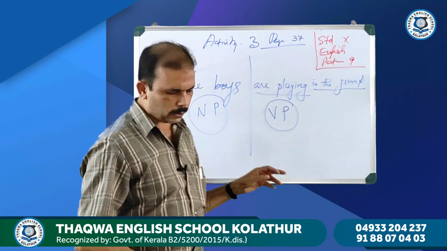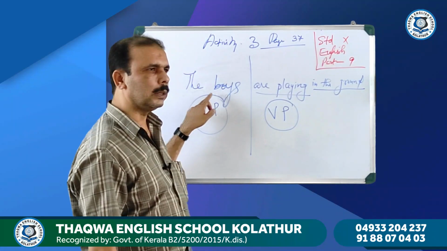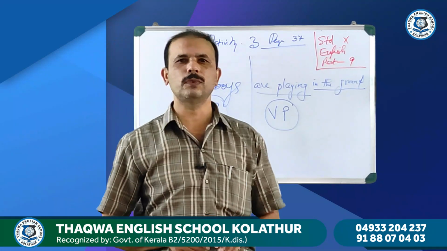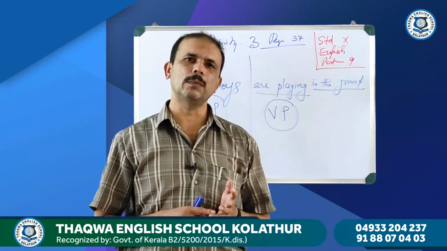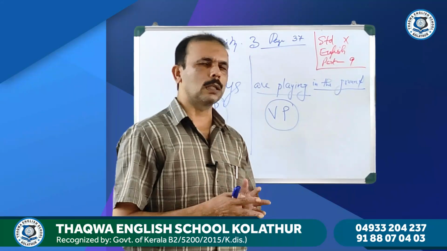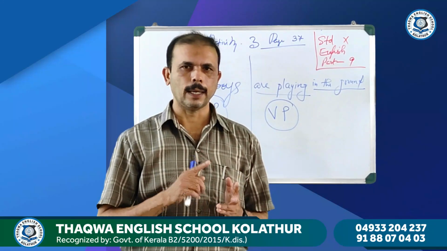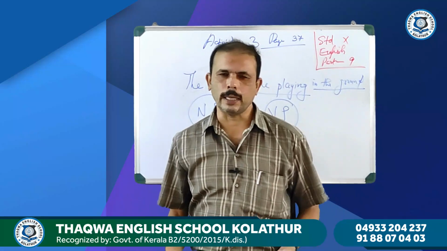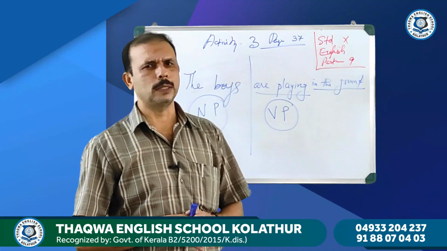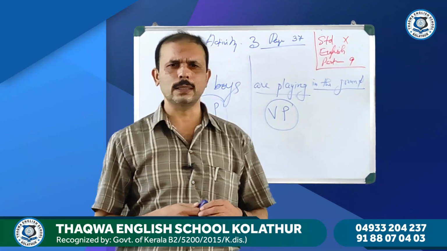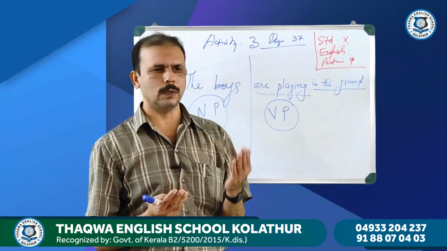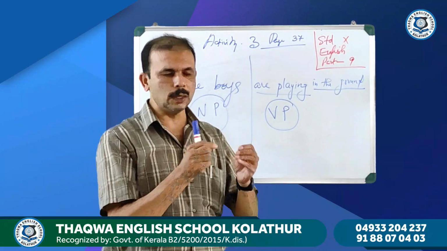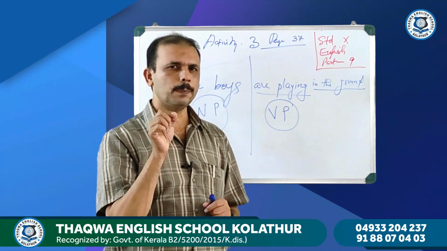So the first one, the boys. The is called an article. The name of the is article. There are three articles. What are they? A, an and the. The is a definite article. A and an are indefinite articles. You will study it later, even though I will tell you the difference between definite and indefinite article. Definite article means the book. The book means a particular book.